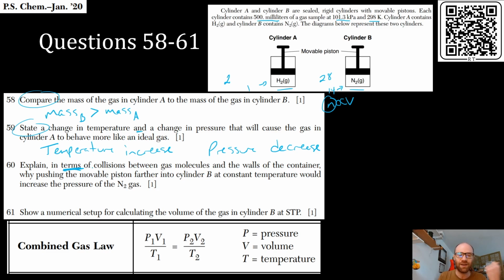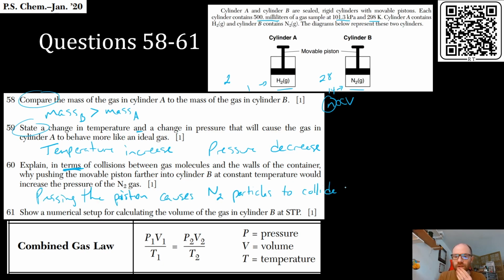We're explaining, so now we need a sentence. In terms of collisions between gas molecules and the walls, why would pushing on the piston at a constant temperature increase the pressure? If I don't change the temperature, the average kinetic energy won't change. The collisions won't become harder, but if we squeeze them down and make the gases take up less space, the particles don't get any smaller, the space between them gets smaller.